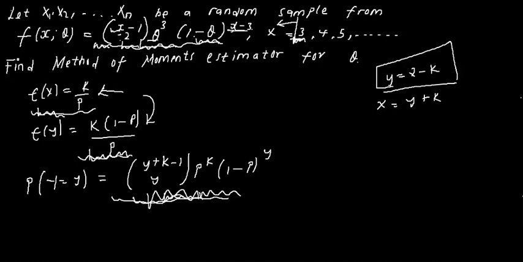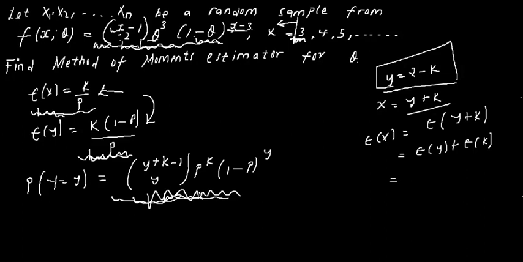If this is the case, that means we can have x equal to y plus k. So if you want to get the expected value of x, you can simply say the expected value of x is equal to the expected value of this term. And this is simply the same as saying the expected value of the variable y plus the expected value of k, the constant. We know this expected value is just k(1 minus p) over p, plus the expected value of the constant, which is just the constant. So now we want to get this, so we should keep this in mind.